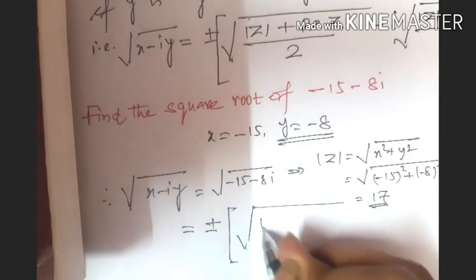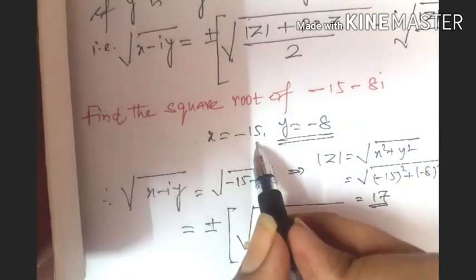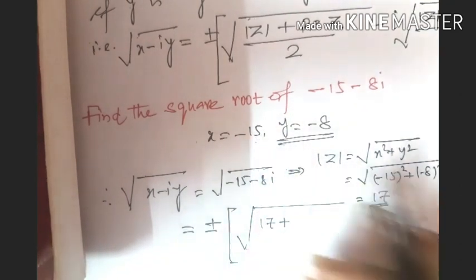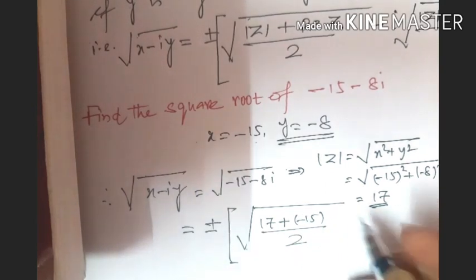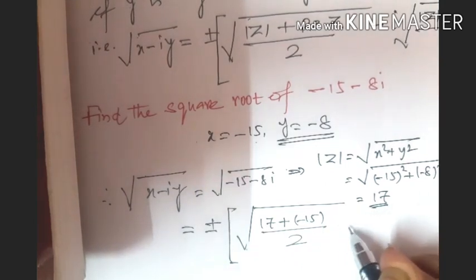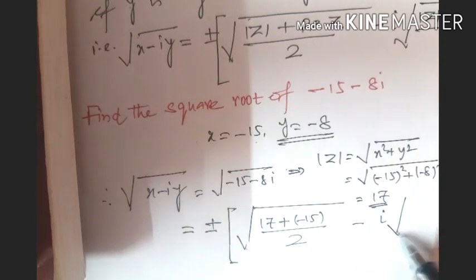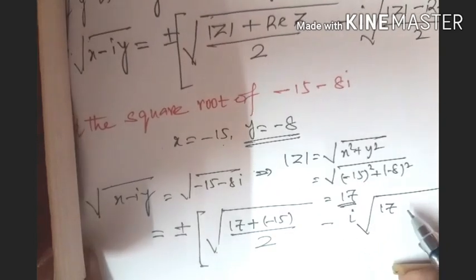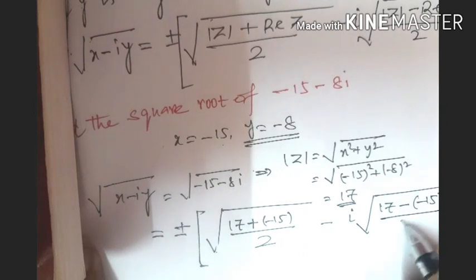In place of mod z you write 17 plus real part of z, which is x, minus 15, divided by 2, then minus i, then again square root of mod z, that is 17, minus real part of z, that is minus of minus 15, divided by 2.